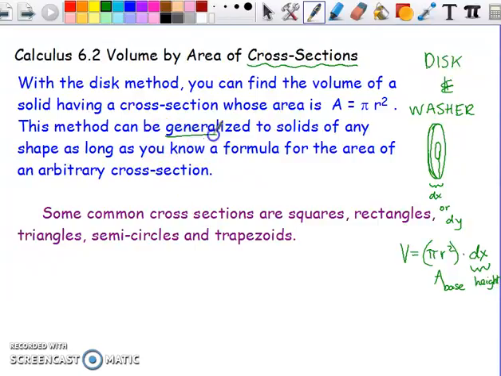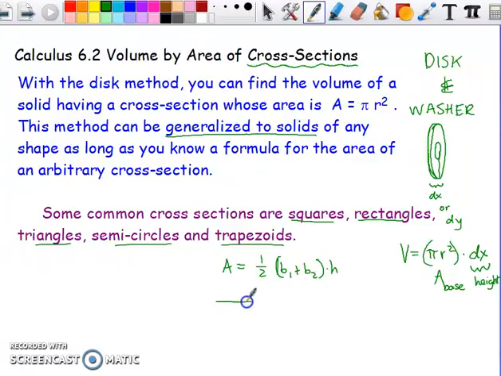This method can be generalized to solids of any shape. They don't have to be cylinders. Instead of rotating, you can imagine that the shape is being built with cross sections of different shapes. For instance, squares, rectangles, trapezoids, semicircles, and triangles. The only area I want to remind you of is the area of a trapezoid, which is 1/2 the average of the bases, b1 plus b2, times the altitude height.